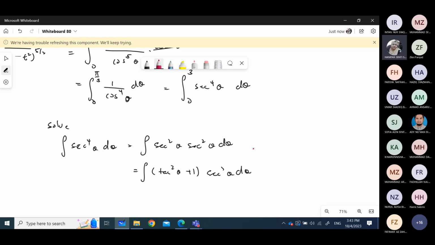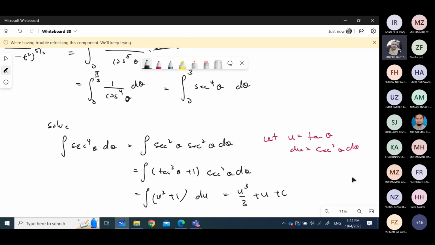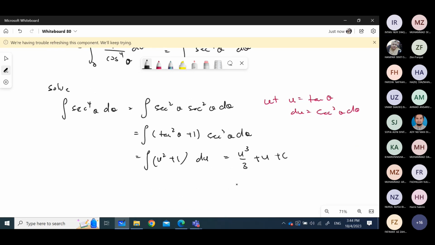So kita gunakan let u equal tangent theta. So du is secant square theta d theta. Okay, so here we have u squared plus 1, secant square theta d theta is a du. Okay, so it is equivalent with u to the power of 3 over 3 plus u plus c. Okay, and it is equivalent with, sama juga dengan tangent to the power of 3 theta over 3 plus tangent theta. U is a tangent theta.